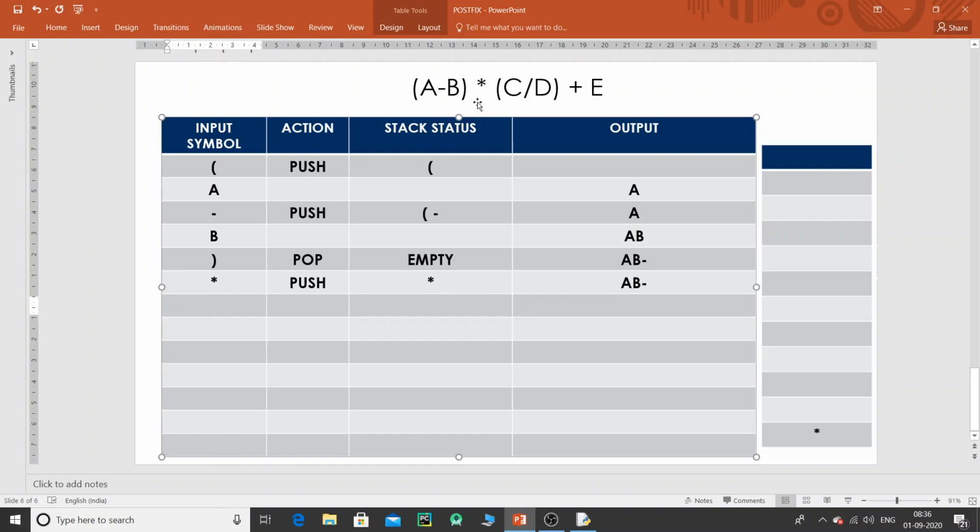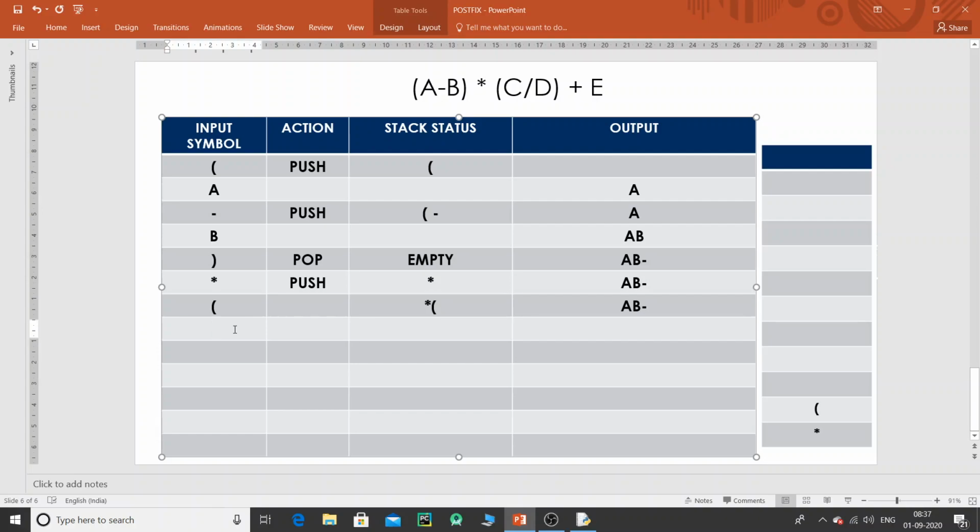Then what I'm going to do is, again there is an opening bracket. Now there is an opening bracket, I'm going to push that into the stack. Now please understand the stack, just keep an eye on the stack. The stack has a multiplication operator and the opening bracket, and the stack is pointing to the opening bracket. Okay, and the output, I'm not going to have anything, the same.